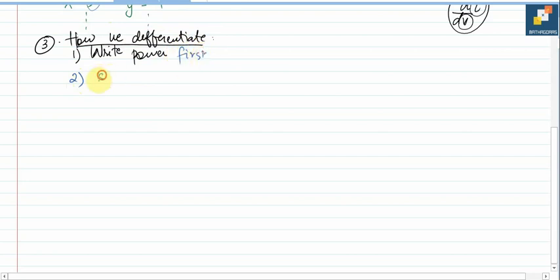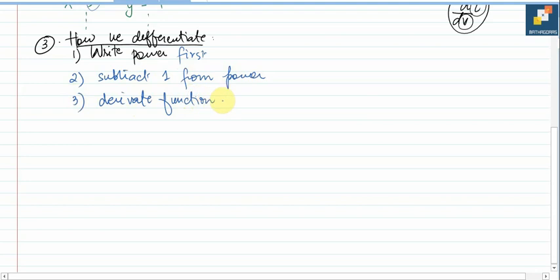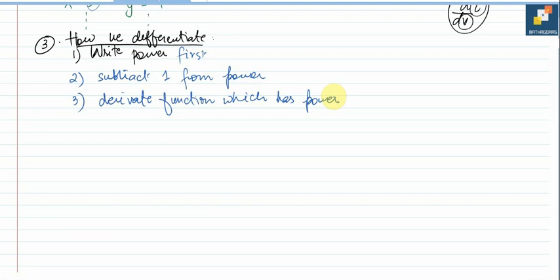Step number two, subtract 1 from the power, and the last one is to derivate the function which has the power. Now I'm sure that none of you will get any of these steps because we did not apply any of those, but at the end of this lecture you will have an idea of how to differentiate any function.